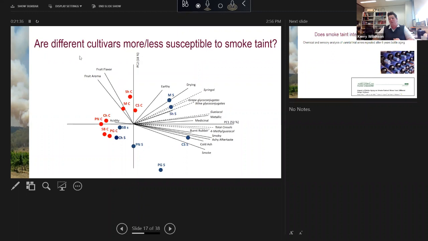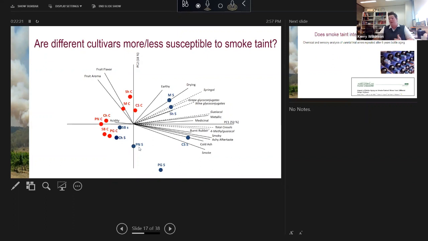They're being driven mostly by fruit aromas and flavours, whereas our blue wines, these are our smoke-affected wines, at least some of them are being positioned more on the right, and they're being driven by these smoky sensory attributes, so things like smoky, ashy, medicinal, burnt rubber type characteristics, and also the presence of elevated concentrations of volatile phenols and glycoconjugates. So what's interesting is the Sauvignon Blanc and Chardonnay, the smoked wines, sit quite closely to the control wines, and that's consistent with the chemical data that suggested that those wines probably weren't very heavily tainted.